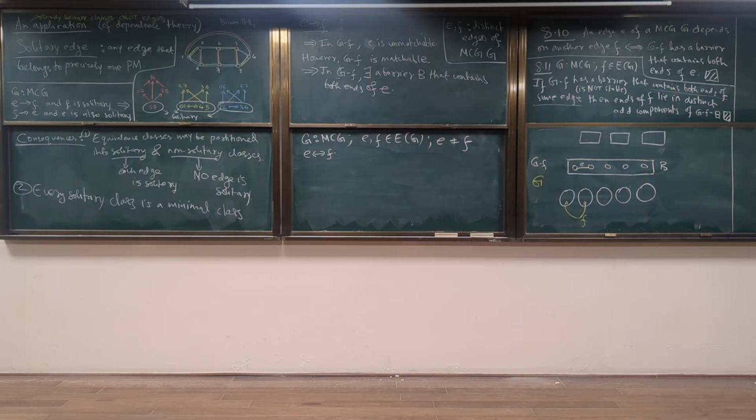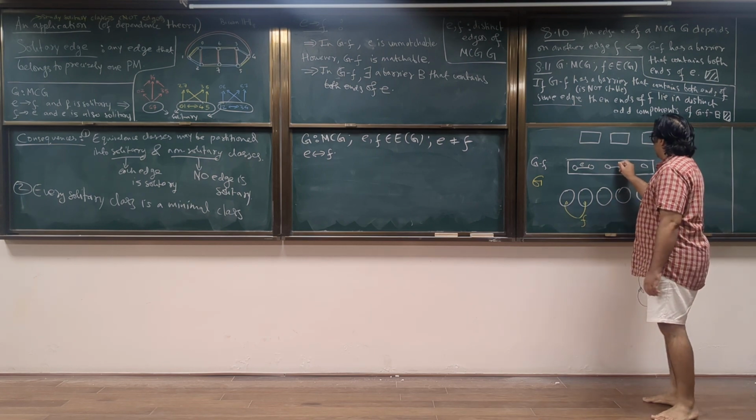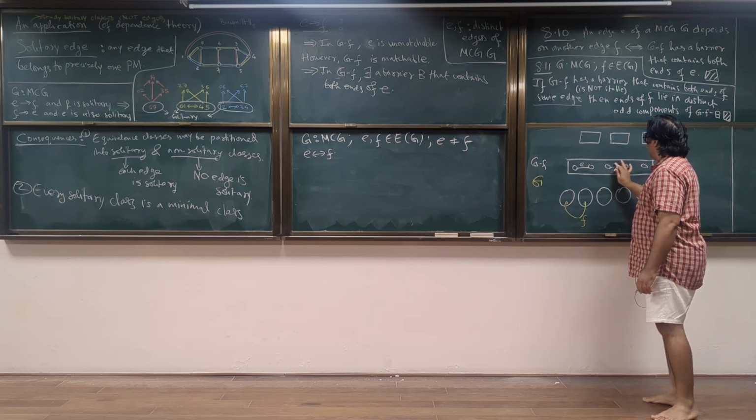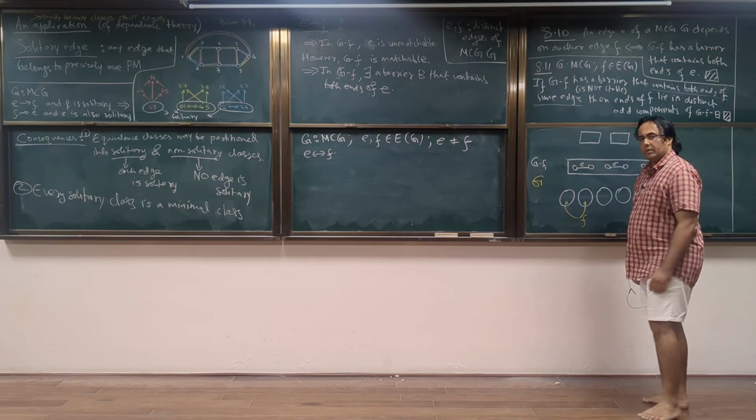This barrier is not stable. In particular, it contains both ends of E. Can it contain both ends of another edge? Could there be another edge, E prime? Is this possible?